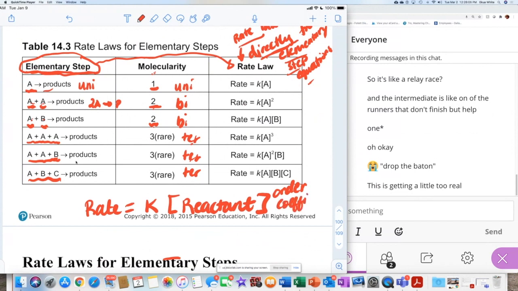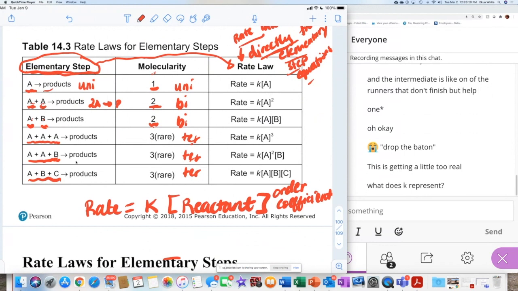As you're working on your homework, please don't try your homework before reading this material, because completing the homework is meaningless. K is the rate constant.